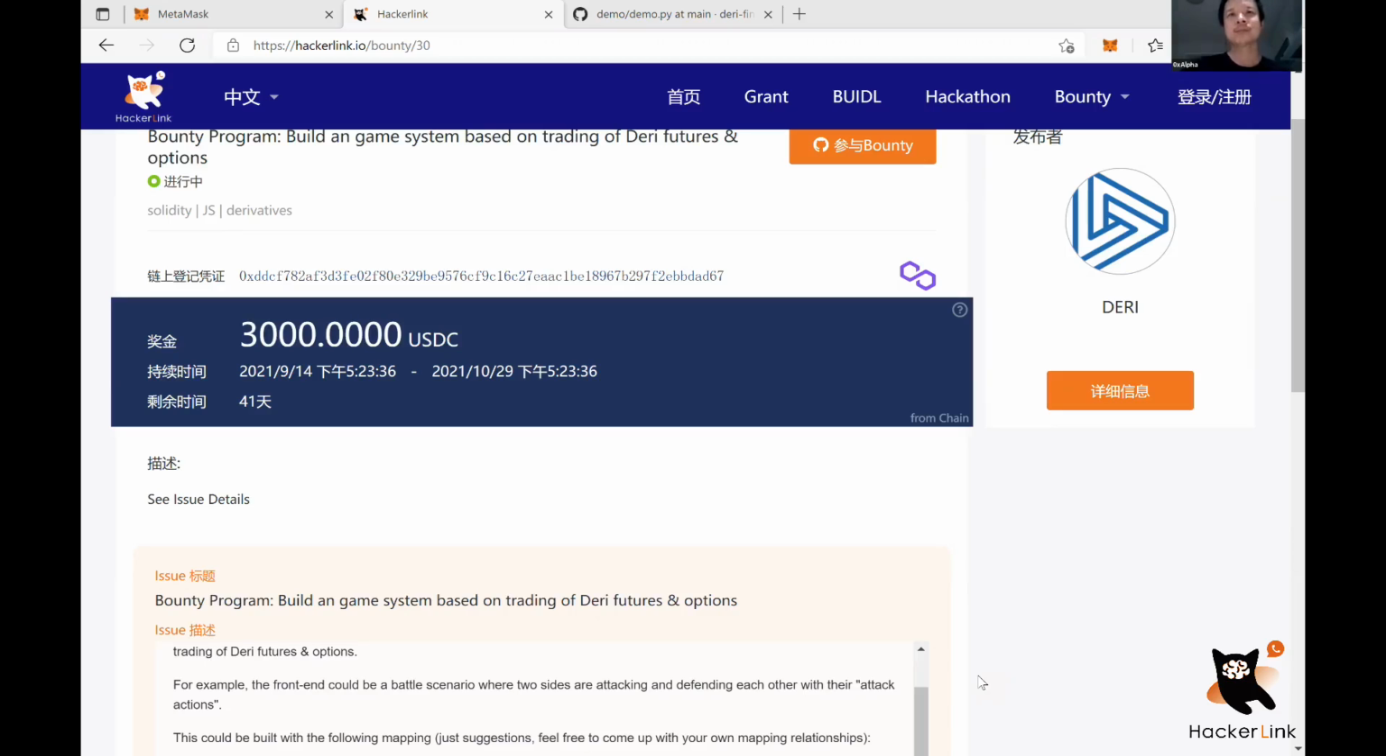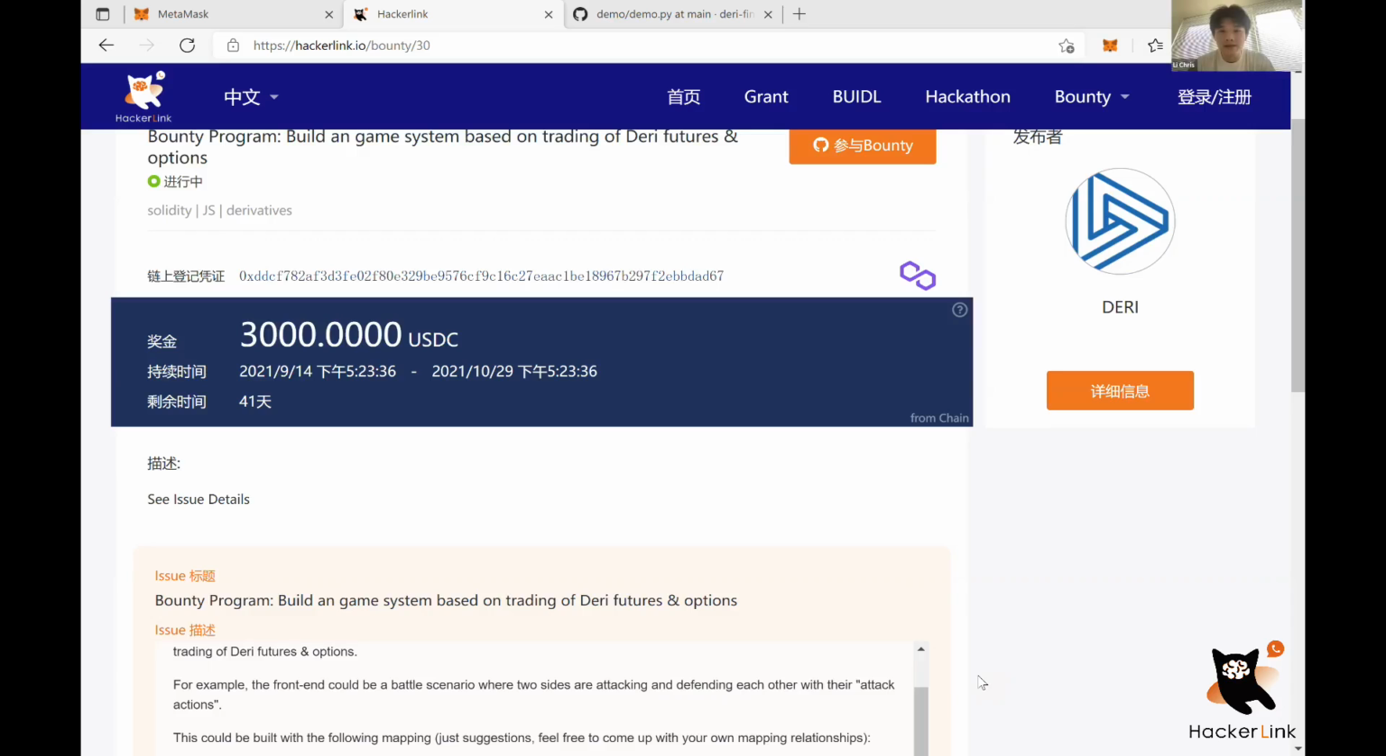Yeah. Okay. Sounds great. For the rest, I don't see many questions coming up, and I'm a little disappointed that people are not really interested. To me, this bounty program is very interesting, right? It builds a game system on top of the Deri trading. I'm glad people are interested in the Deri protocol itself, but meanwhile, I would like people to also be interested in this bounty program too. I think it's a very interesting one.